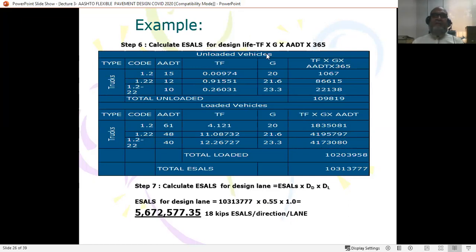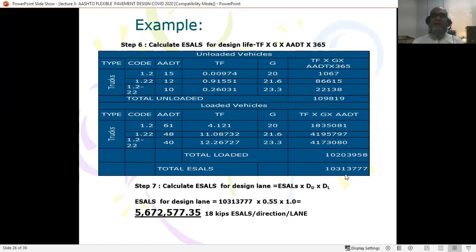So 4.121 multiply by 20 multiply by 61 multiply by 365. Now if you accumulate them, it becomes 10 million single axle load equivalent to 80 kN.